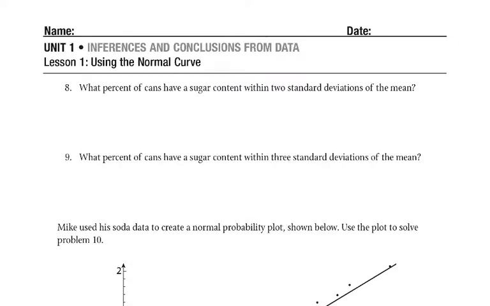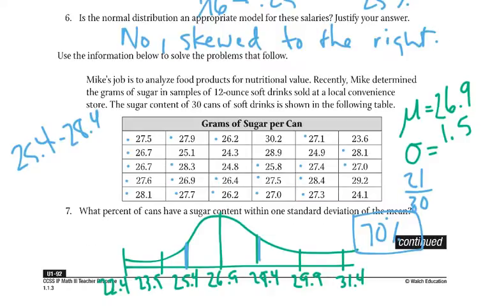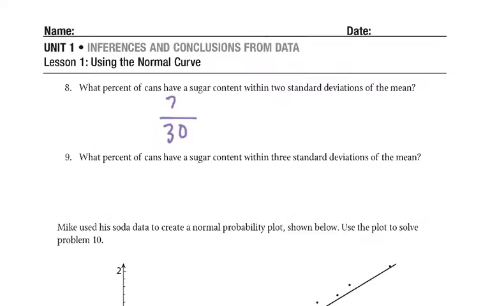Now the next one wants to know within 2 standard deviations. So we'd extend that out, right? So we use all those ones that we already have, plus some. So we're going to 23.9 and 29.9. Okay, so that would include this one, these two, this one, and these two. So all but 2, right? So it would be 28 over 30, which would be 0.9333, so 93.3%, which is pretty close to the 95.